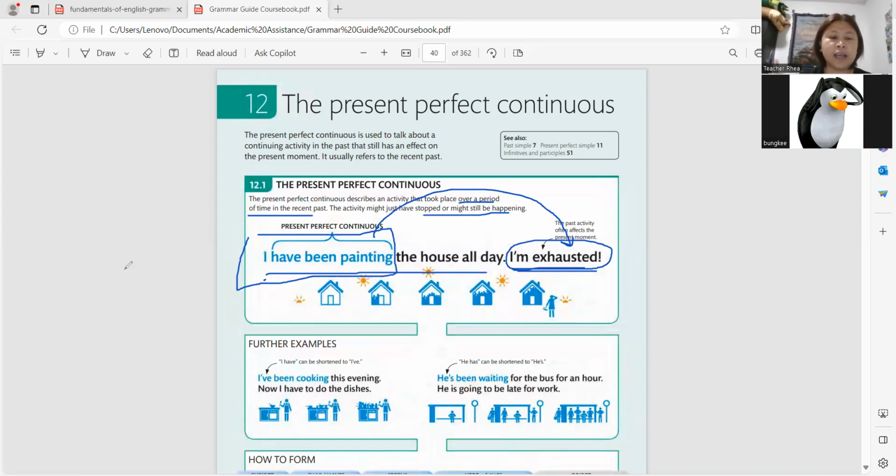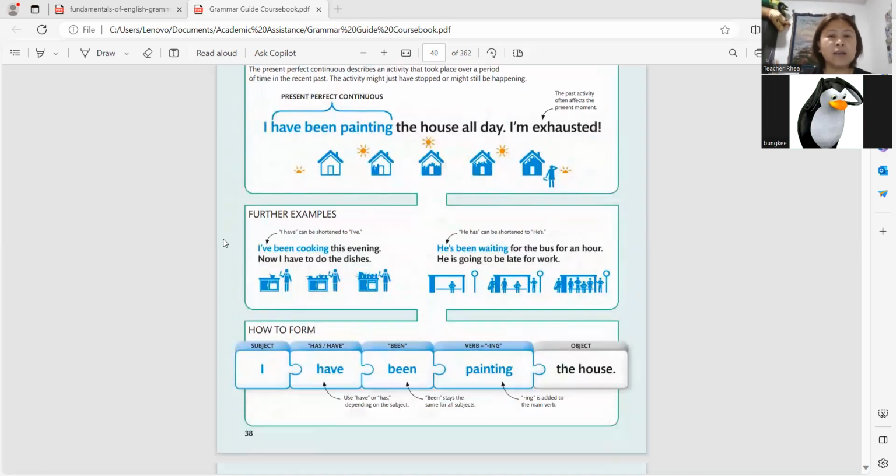So another example is, I have been cooking this evening. Now I have to do the dishes. You have been cooking this evening. So have can be shortened into I've, apostrophe VE. So I've been cooking this evening. Now I have to do the dishes. So this is the present. Now you're going to do the dishes. So this is the present moment, present time. Next is, he's been waiting for the bus for an hour.